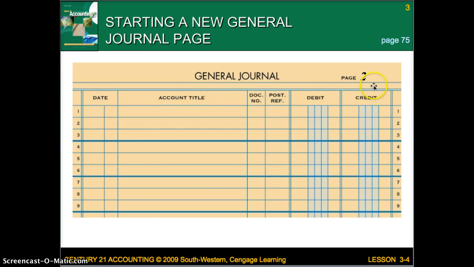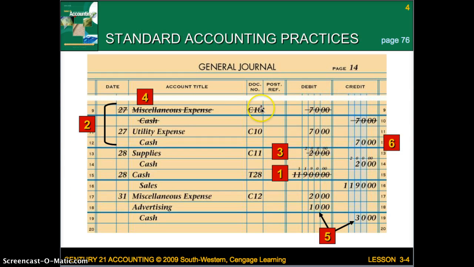On General Journal 2, you need to write page number 2. Okay, and then we start with the rest of our journaling. Things that we already know how to do that we looked at in the last few sections. Okay, this part is standard accounting practices for when a mistake or an error is made.